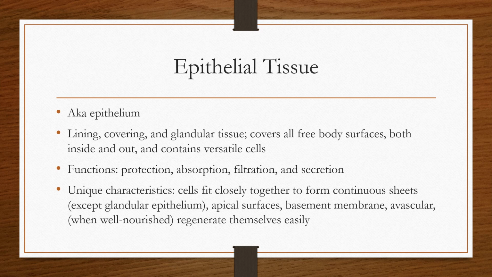Apical surfaces is when one free, unattached edge is exposed to the body's exterior or to the cavity of an internal organ, and it's slick and smooth, or it may have microvilli or cilia. Basement membrane is where the anchored or basal epithelium rests, and it's a structureless material secreted by both the epithelial cells and the connective tissue cells deep in the epithelium. It is avascular. When well nourished, it can regenerate itself. By avascular, I mean there's no direct blood supply to it.